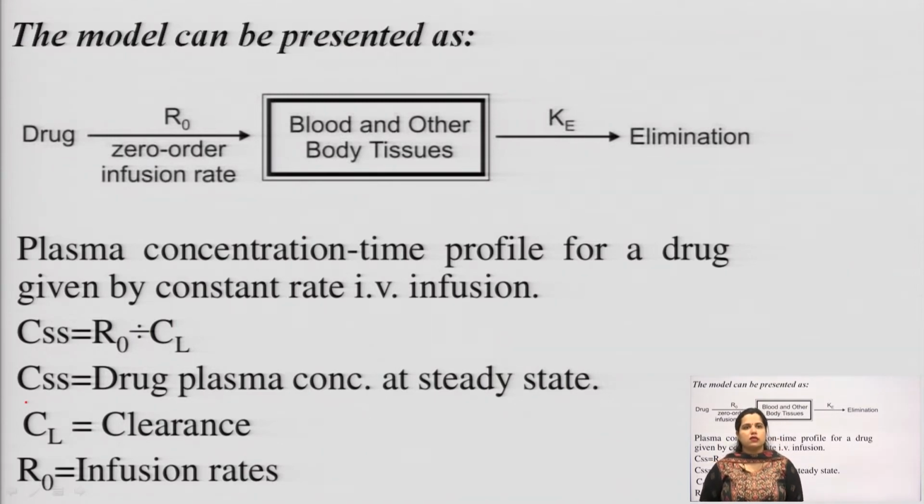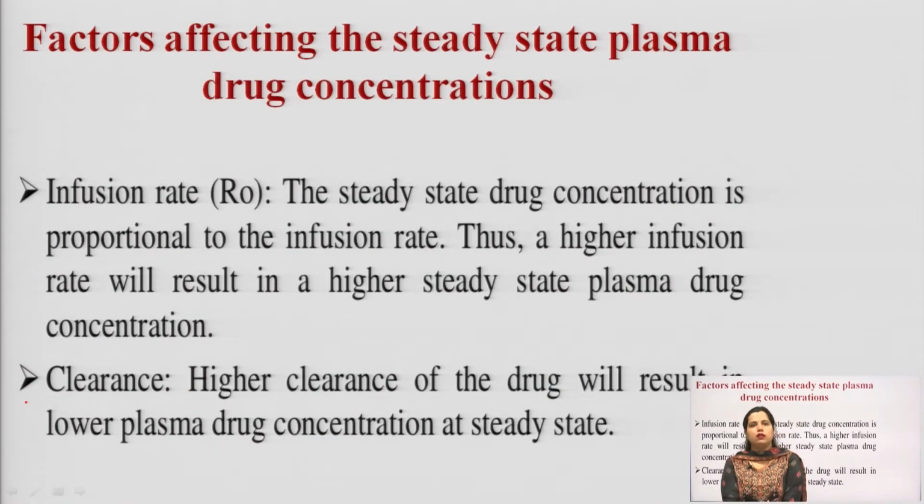So, CSS is equal to the drug plasma concentration at steady state. For IV infusion, we use this particular equation to calculate the drug plasma concentration at steady state using infusion rate and clearance, because the drug is entering the body and getting eliminated, and at steady state the drug infusion rate is equivalent to the elimination rate. So, what are the different factors affecting the steady state plasma drug concentration?